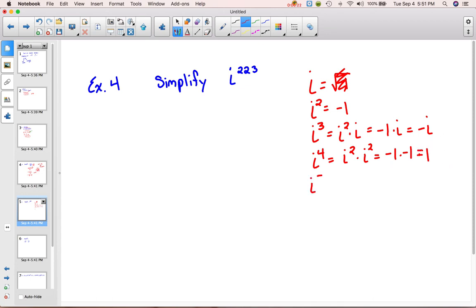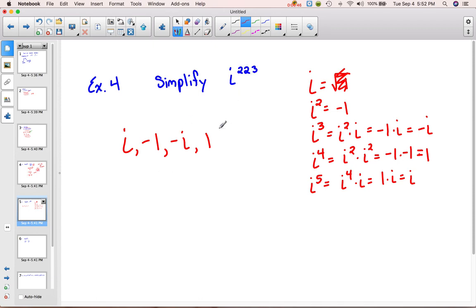i to the 5th, we can think of as i to the 4th times i, which is 1 times i, which is i. And what's going to happen is then you're going to circle back through, so you have a repeating pattern. You're going to have i, -1, -i, and then 1. And then it's going to go back.